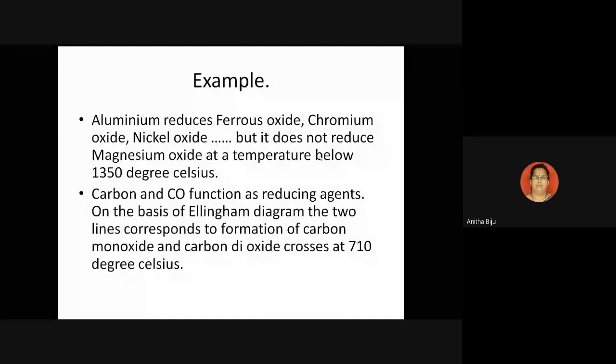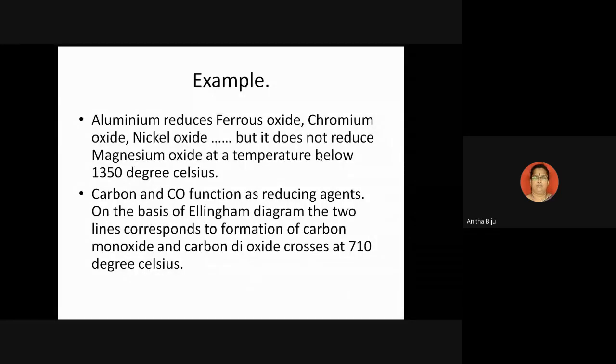Why? The reason is that the position of magnesium is below aluminum. That is one reason. And look at the temperature, it is very, very high. The temperature where the two lines cross is mentioned as point A. The two lines cross at about 1350 degrees Celsius. So this is one example related to application.